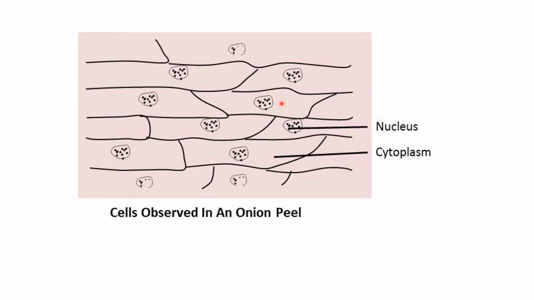While observing under the microscope, you will find such a structure. In this you can see not all the organelles are visible here, only the nucleus and cytoplasm are visible, and this is the cell wall which you can see. So this simple structure can be observed under this simple microscope.